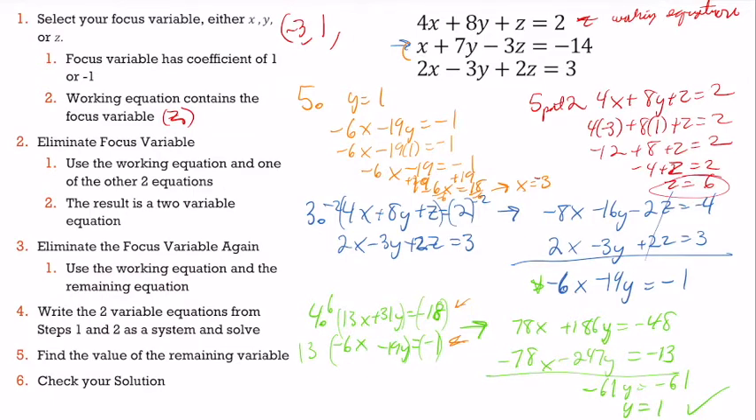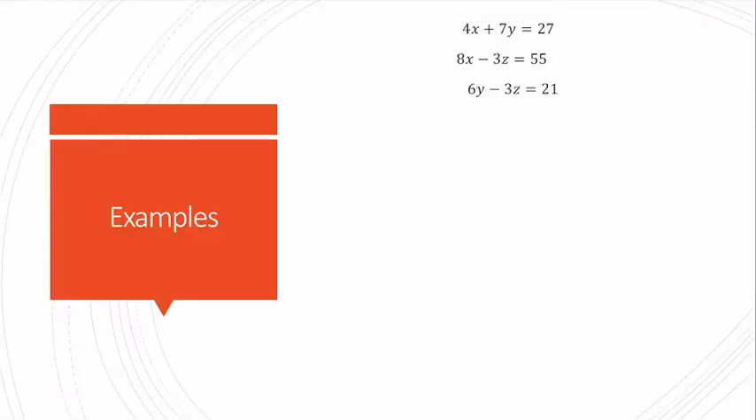So here's my ordered triple, and we would check our solution by substituting it into each of our 3 equations. Let's work through a few more examples. So in this next system of 3 equations, I have 4x plus 7y equals 27, 8x minus 3z equals 55, and 6y minus 3z equals negative 21.